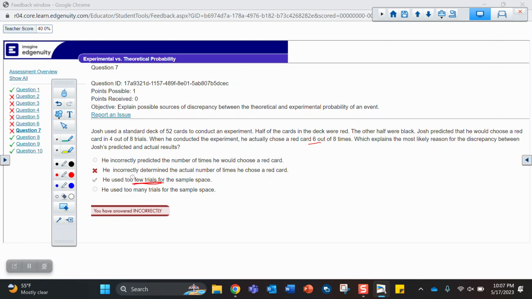And so again, when we start performing these experiments to see how close we are to that theoretical probability, you just have to do the experiment more times. If you're not close, the more times you repeat it, the closer you will get to that theoretical probability.